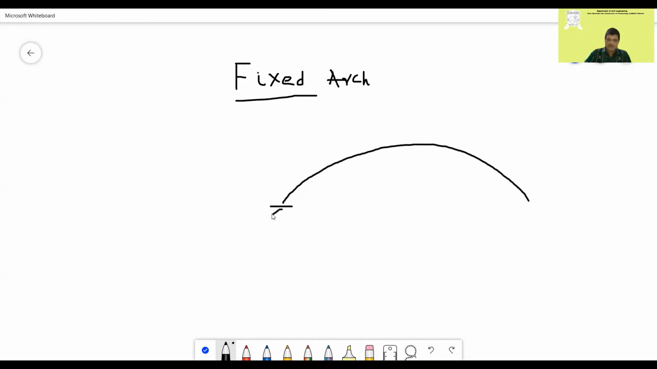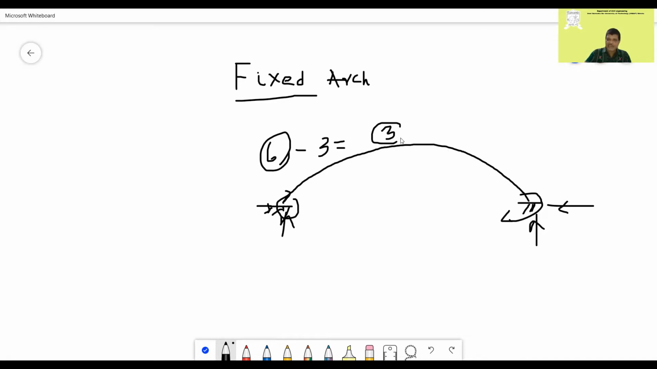It can be any shape, it can be circular, it can be parabolic like this. In this fixed arch, the degree of static indeterminacy is equal to 3 because you have 3 reactions here, okay, and 3 reactions here. So you have 6 unknowns. 3 can be solved by equations of equilibrium. So 3 is the static indeterminacy of a fixed arch.